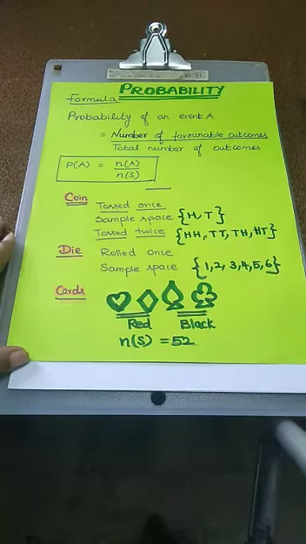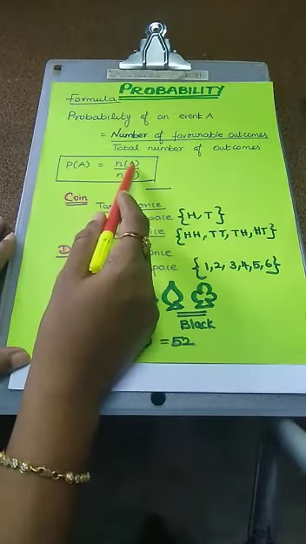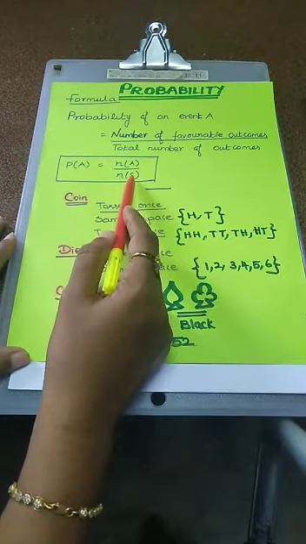What is the probability of an event A? That is the number of favorable outcomes divided by the total number of outcomes. So we take P of A equal to N of A by N of S: the number of elements in A over the number of elements in S. S means the sample space, the possible outcomes only.